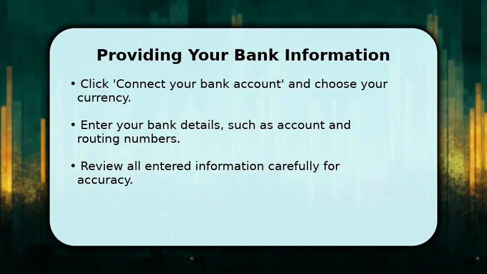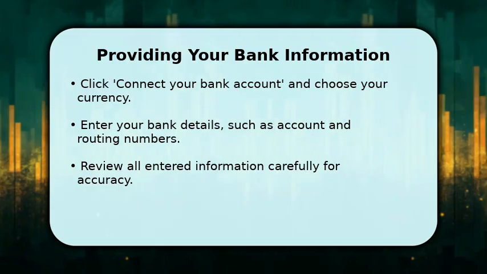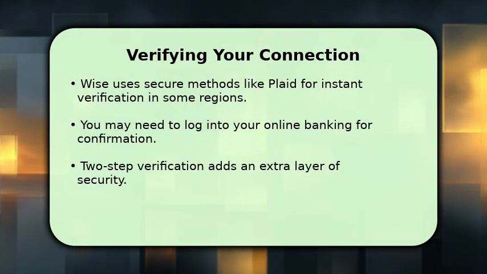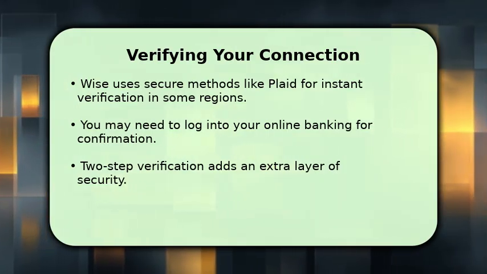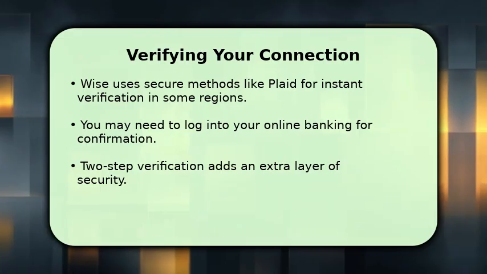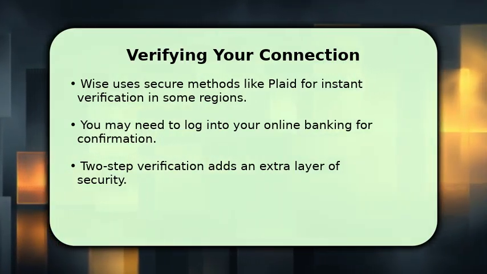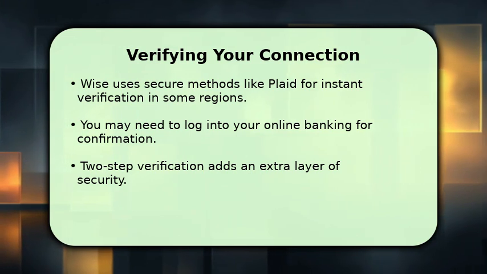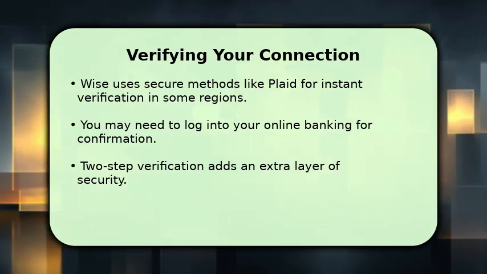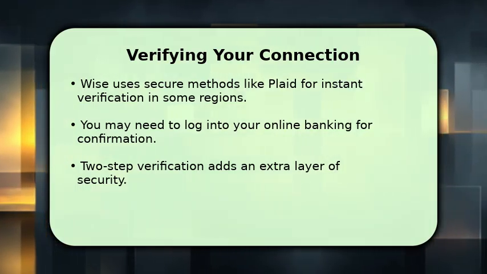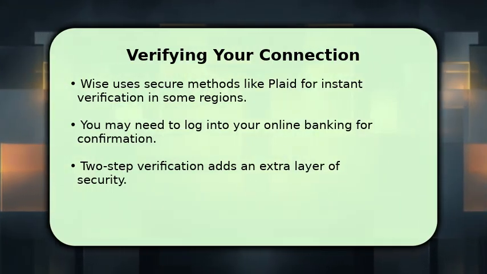It is crucial to double-check all the information you have entered to ensure it is completely accurate before moving to the next step. Wise often utilizes secure third-party services, such as Plaid, for instant bank verification, especially in countries like the United States. This process may require you to securely log into your online banking portal to confirm your account ownership. Additionally, Wise employs two-step verification, which might involve a code sent to your phone or a notification in the Wise app, adding an important layer of security to your connection.